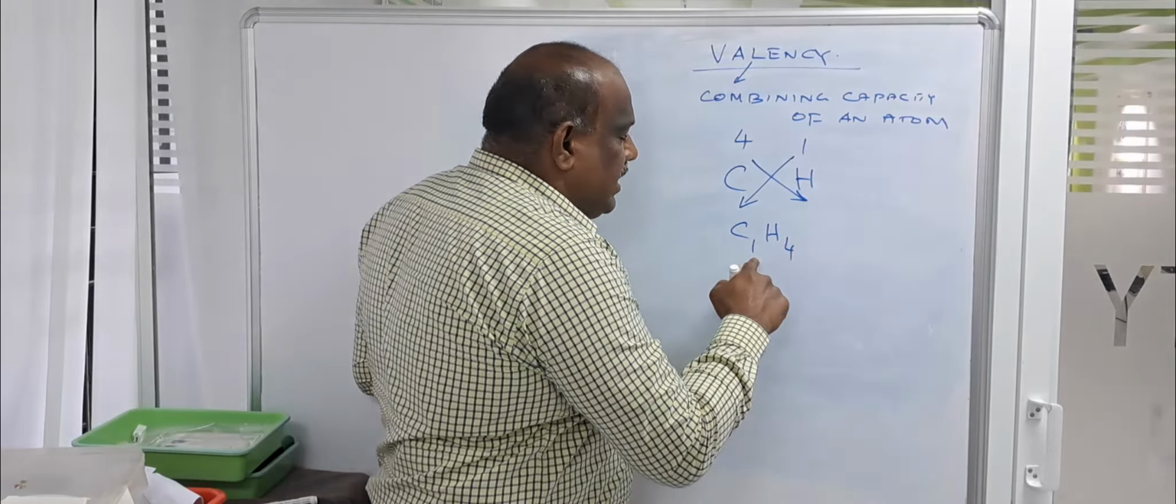If chlorine wants to become stable, either it can lose 7 electrons or gain 1 electron. Which is easier? Gaining 1 electron is easier. So the valence of chlorine is what? 1. So we can see aluminum has a valence of 3 and chlorine has a valence of 1. So when they combine with each other, they attain Al1, Cl3. This is the reason why aluminum chloride is formed. Once aluminum chloride is formed, both aluminum and chlorine will attain an octet. That we'll see in future classes.